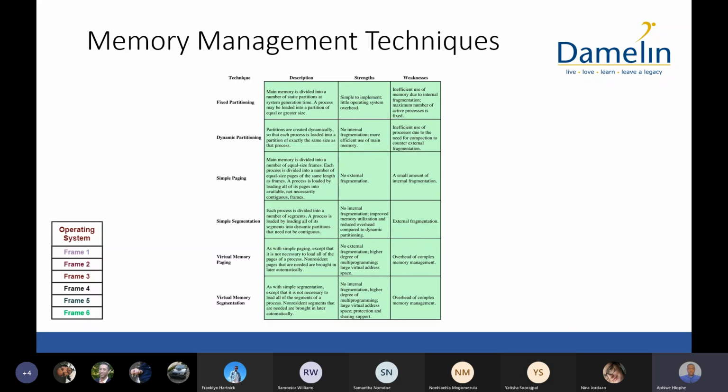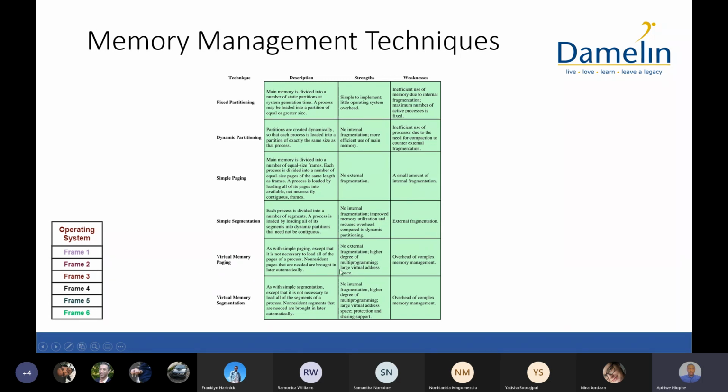And then the last two, how do they differ? We have virtual memory paging and virtual memory segmentation. With virtual memory paging, it means that we do not send all the frames to the main memory. We just send 1 and 2, and the concept of dynamic loading applies.